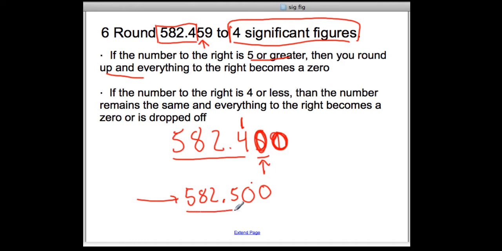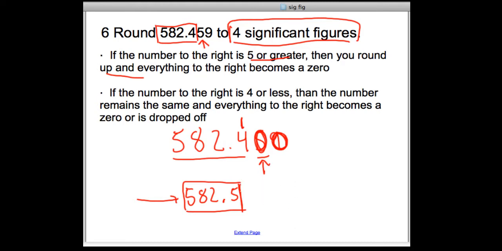So I take a look at the first 4 numbers that are there. Oops, I actually went one too far. Right there is what I'm looking at. So in this case, when I rounded these, I'm actually going to end up taking these zeros, and we're going to drop those off as well.